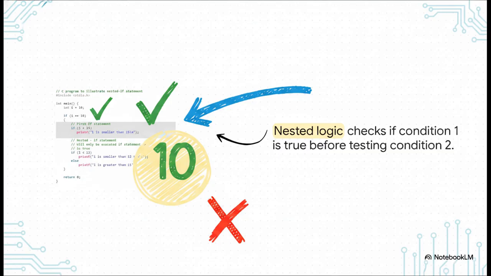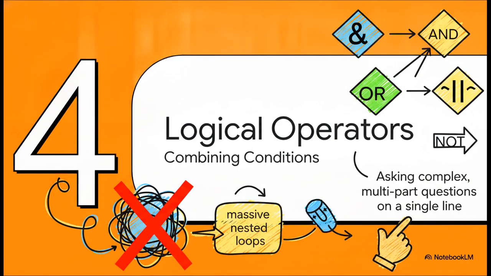Then we hit the nested check. Is 10 less than 12? Yes. So we print that it is smaller than 12 too. Now, if our variable was 13, it would pass that first check, but fail the second, dropping right into the inner else block. Section 4, Logical and Conditional Operators.